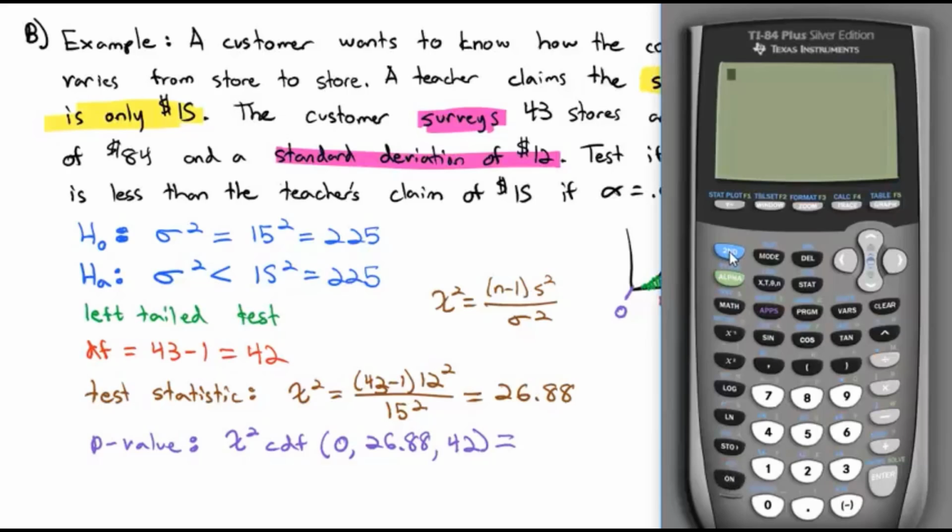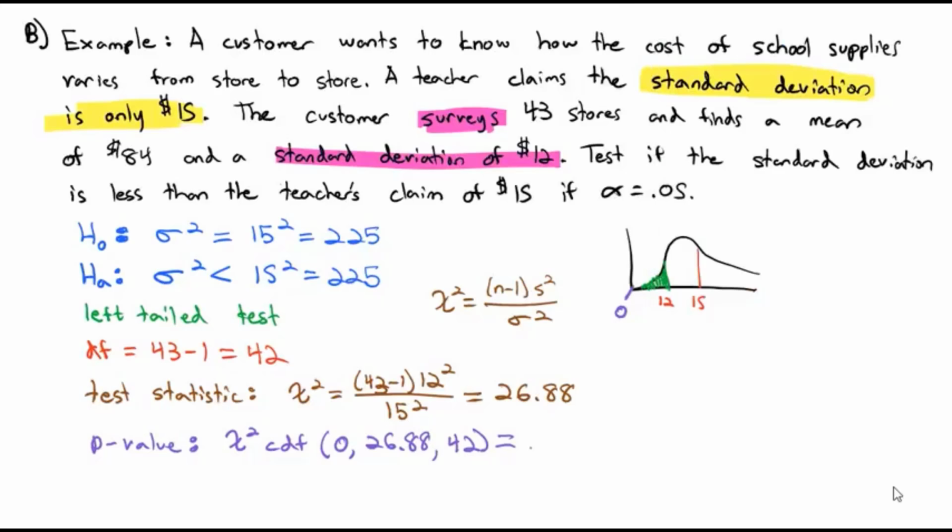To get the chi-squared distribution, we'll hit second, vars, so we get the distribution. We'll scroll down to chi-squared CDF, going from 0 to 26.88. Our degrees of freedom are 42. And we'll hit paste. If you have the older version of the software, you just enter those numbers separated by commas, like you see on the screen here. And when we hit enter, we find a probability of 0.0337.